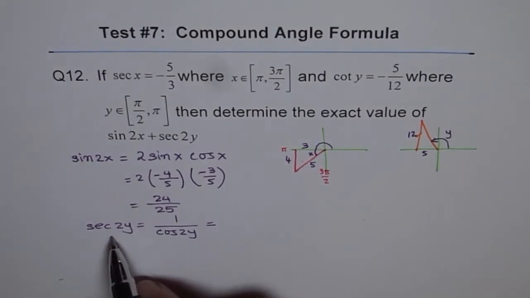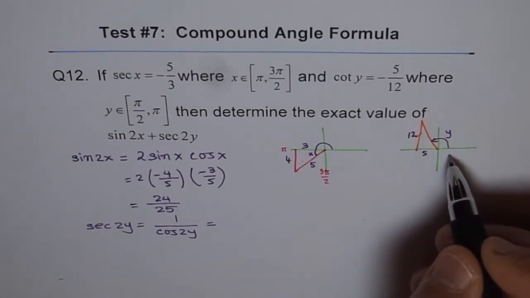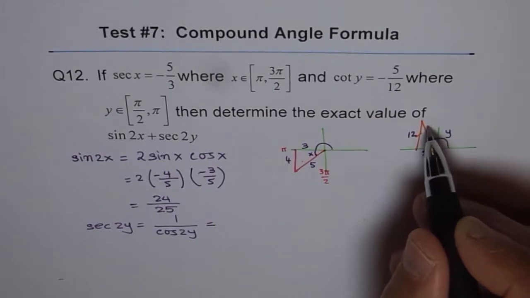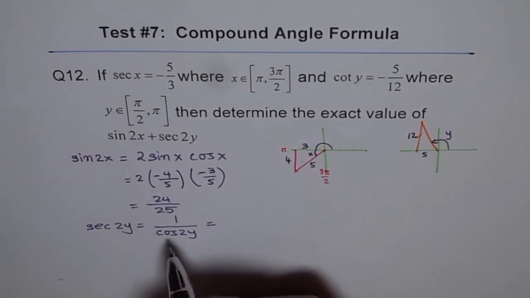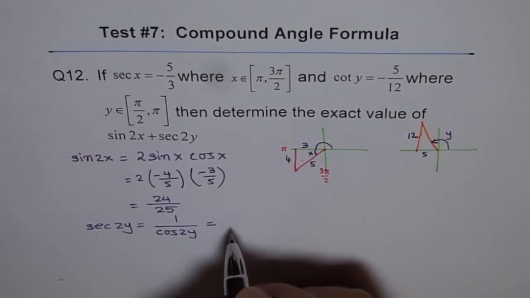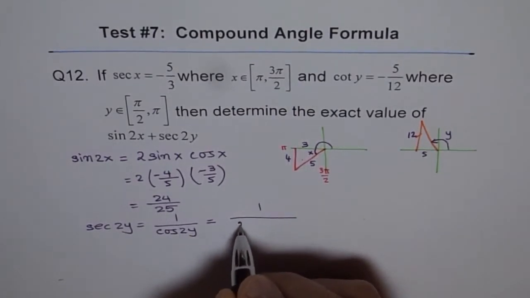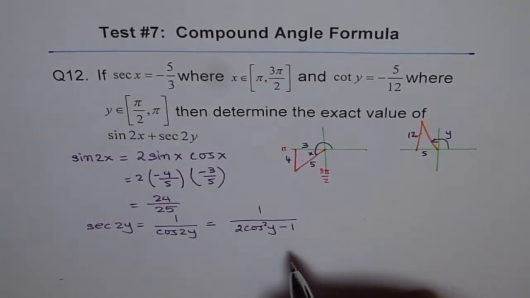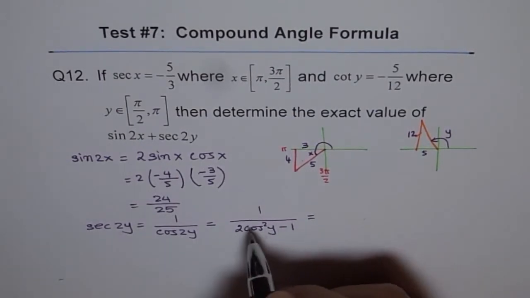So secant 2y is 1 over cos 2y. Now we are referring to the triangle in quadrant 2, right? In quadrant 2, we know sine is positive, but cosine is negative, right? Now, what is the formula for cosine 2y? Let's use the formula 2 cos square y minus 1. So cos 2y has three formulas, right? Let's use this one. Okay, so now we can solve for this.